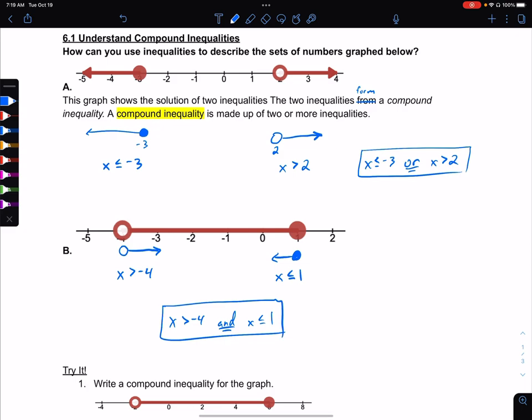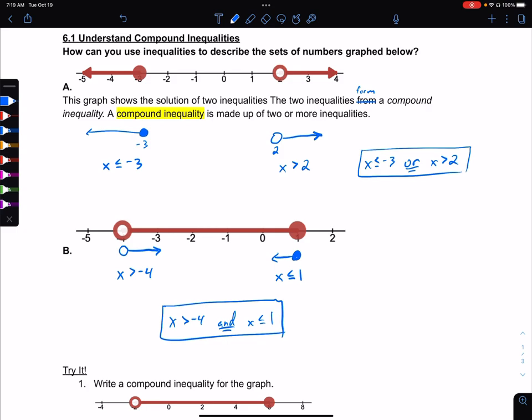And as we get further into this, you'll see the differences between and or statements. But the idea is that there is a difference. Our or statements are part A. They're heading in opposite directions. A number either satisfies one or the other inequality in the compound inequality. And in part B, with an and statement, whatever number satisfies one of them also satisfies the other inequality. It fits both of them.